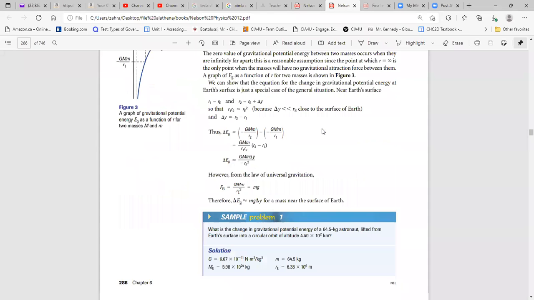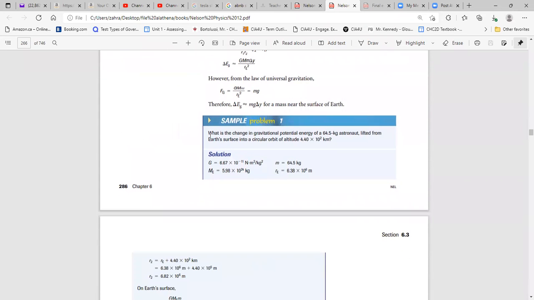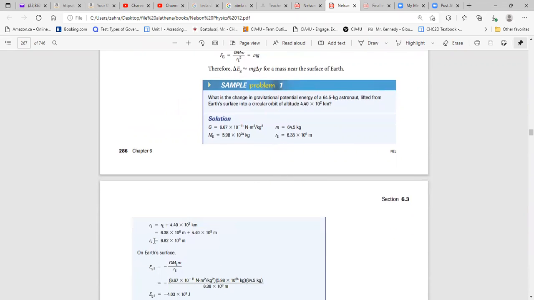Here is the equation again. Just look at that example. What is the change in gravitational potential energy of a 64.5 kilogram astronaut lifted from Earth into circular orbit of altitude 4.4? Altitude means the distance from the person to the center is altitude plus the radius of the Earth. So R2 is just R Earth plus that altitude, and that would be the final position. The initial point is at the surface, which means this is the radius of the Earth.